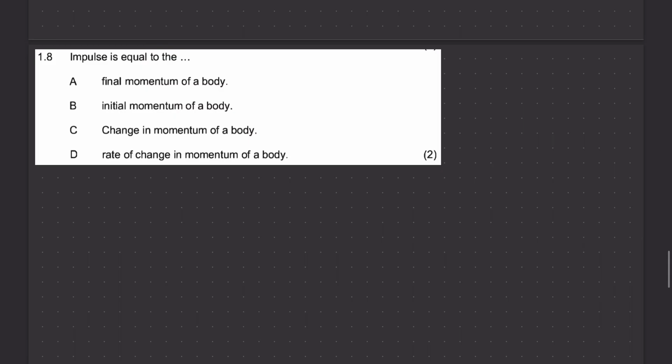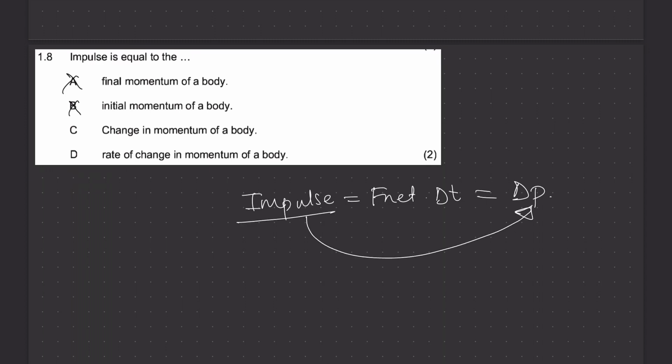Question 1.8. Impulse is equal to, so let's look at the equation. Impulse is equal to F net times delta t, and that is equal to delta p. So impulse is equal to the final momentum? No. Impulse is equal to the initial? No. Impulse is equal to the change. So this delta, that means the change. So impulse is the change in momentum of a body. So the answer is C.